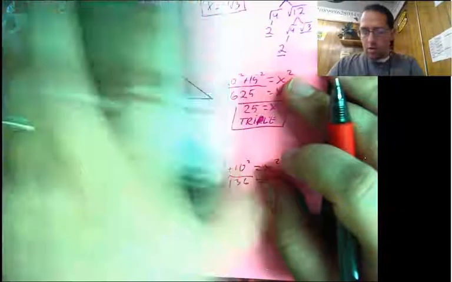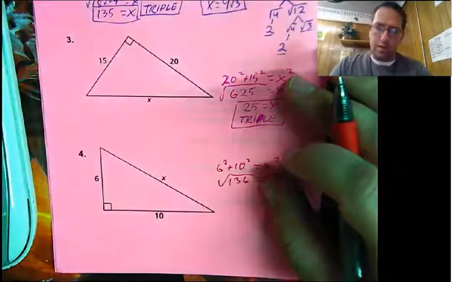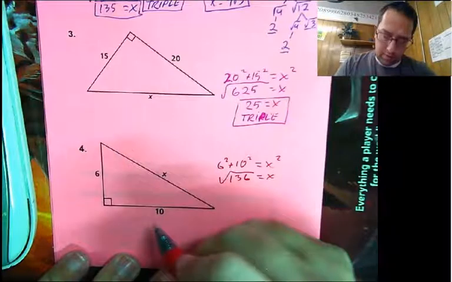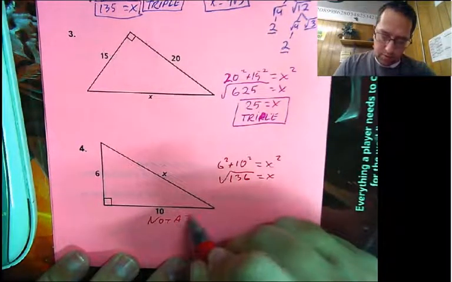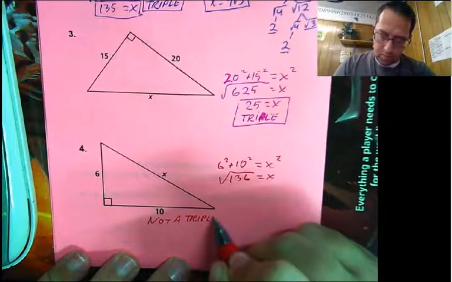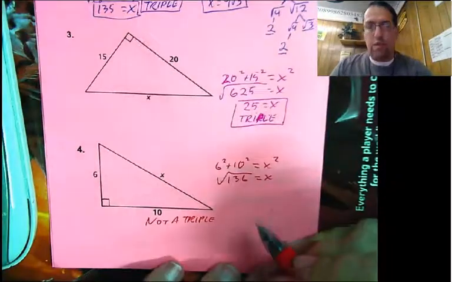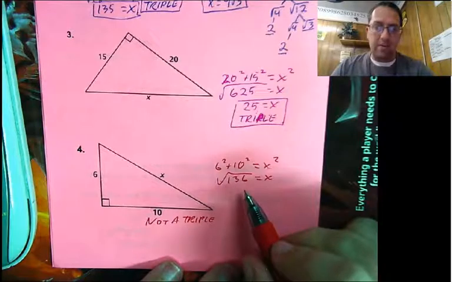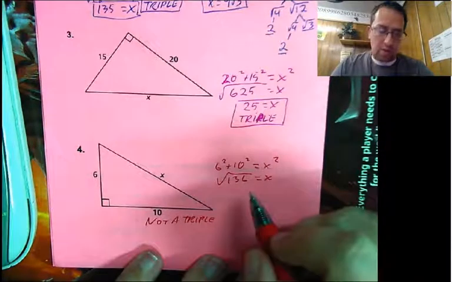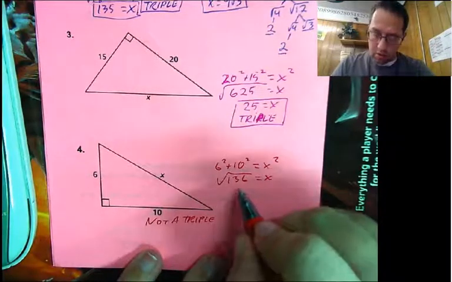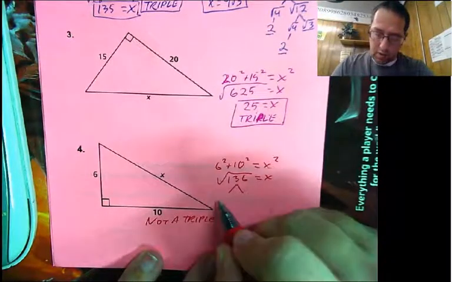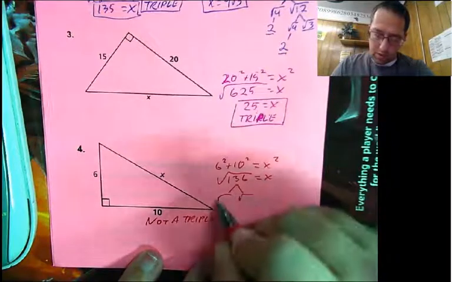Yeah. So it's not a whole number, so this is not a triple. Not a triple. But again, we don't want to leave it like that. We have to simplify our answer. And we don't want to put some hideous decimal because that has to be rounded and it's not precise. So let's simplify it. Do our little factor tree. So we're going to have the square root of something and the square root of something.